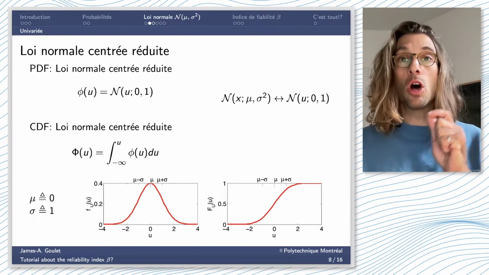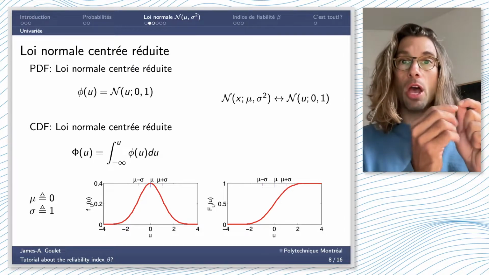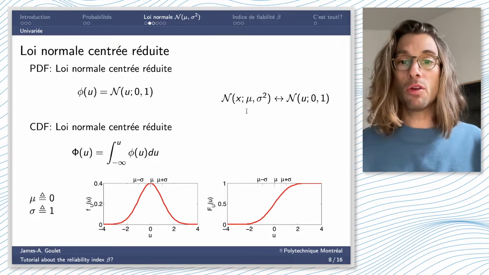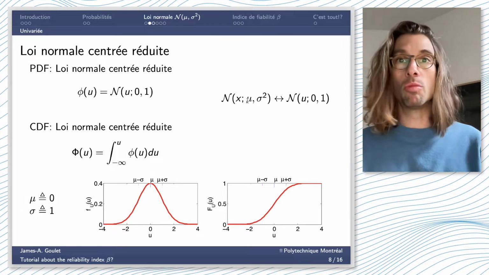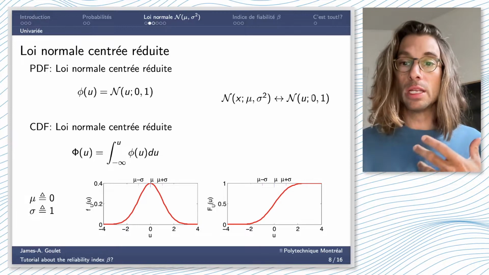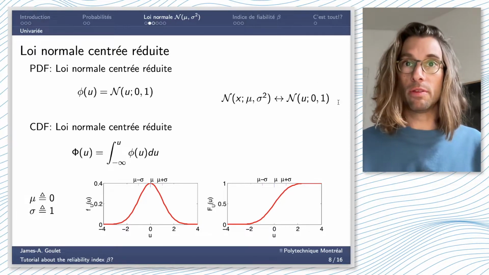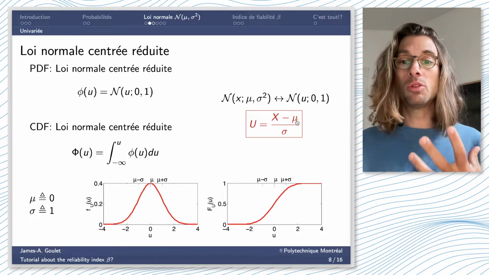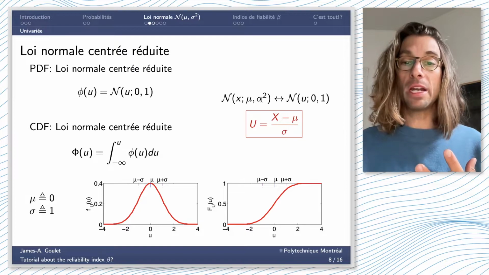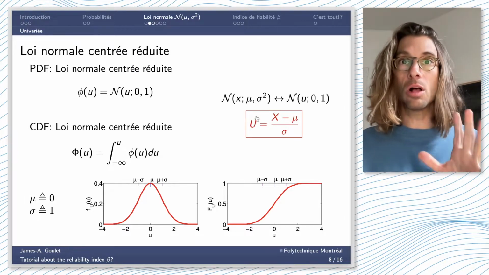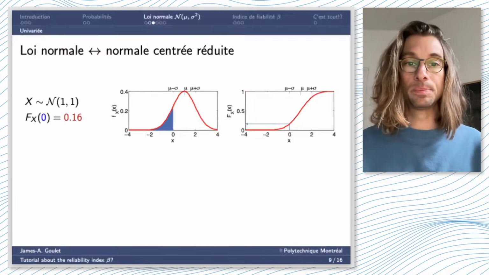And one thing we can always do is go from a normal variable to a standard normal variable. We want to go from any generic normal random variable x, mean mu, standard deviation sigma, to a 0, 1 standard normal variable. How do we do this? Through this transformation function. We take our x random variable, we subtract its mean mu, we divide by the standard deviation, and we have our standard normal variable. This is always true, we can always do that.